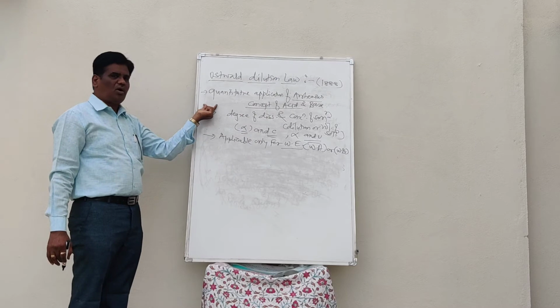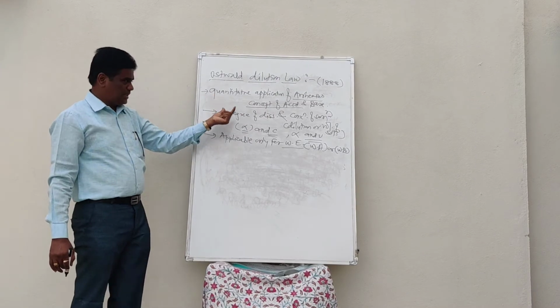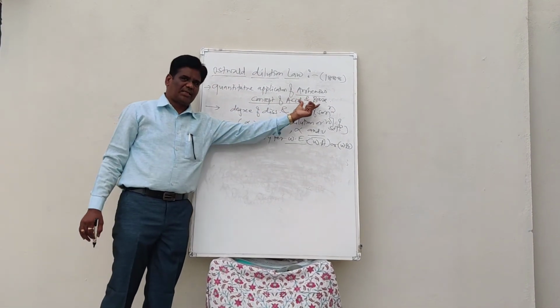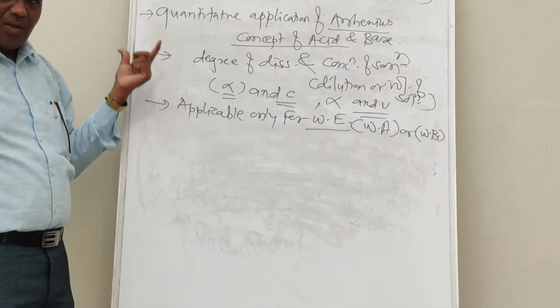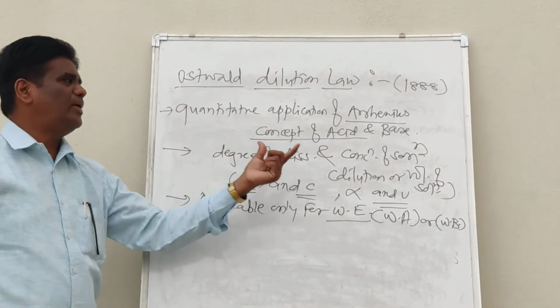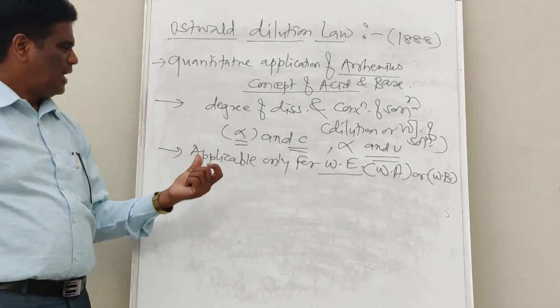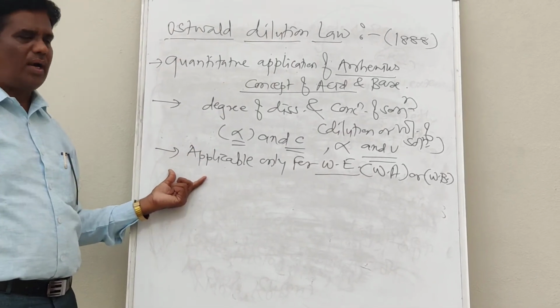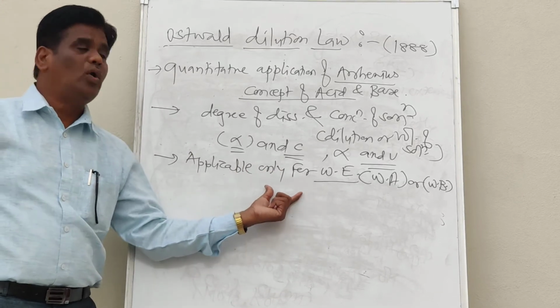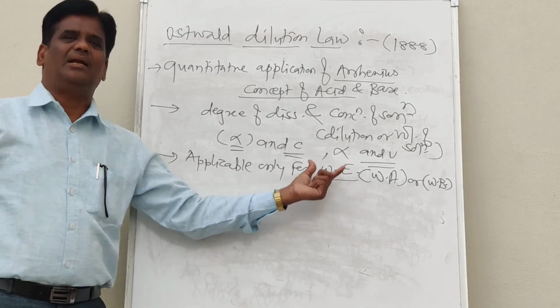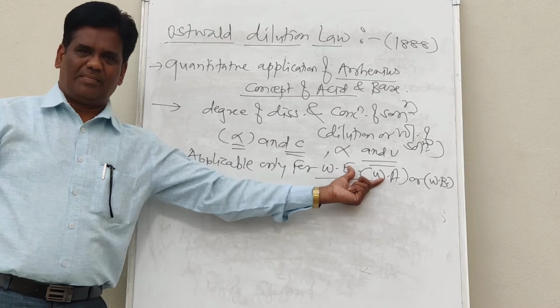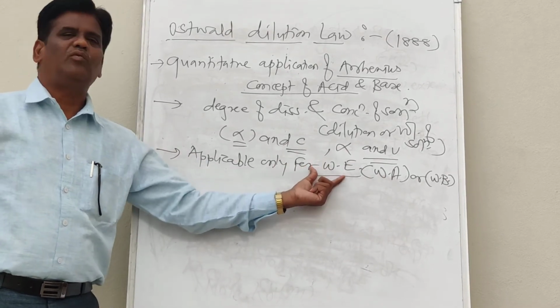So Ostwald dilution law is a quantitative application of the Arrhenius concept for acid and base. Ostwald dilution law shows the relation between degree of dissociation and concentration of solution or volume of solution. And third, Ostwald dilution law is applicable only for weak acid or weak base, meaning in short, or as a general point, you can say weak electrolyte.